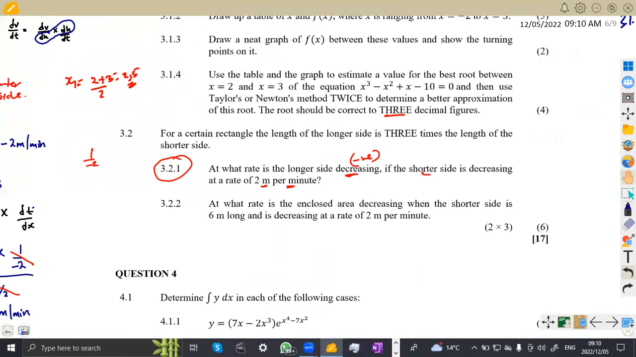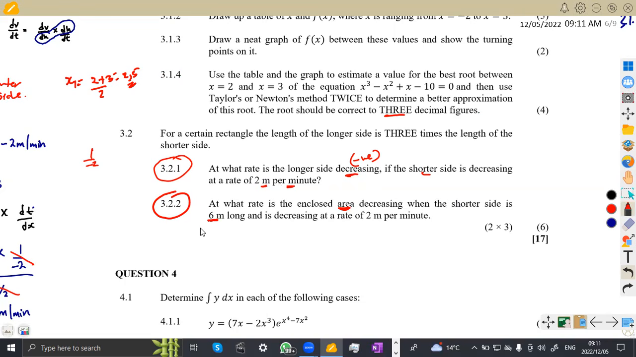All right, anyways, on 3.22: at what rate is the enclosed area decreasing when the shorter side is 6 meters long and decreasing at a rate of 2 meters per minute? So it is still decreasing at 2 meters per minute, but it is equal to 6 meters. All right.